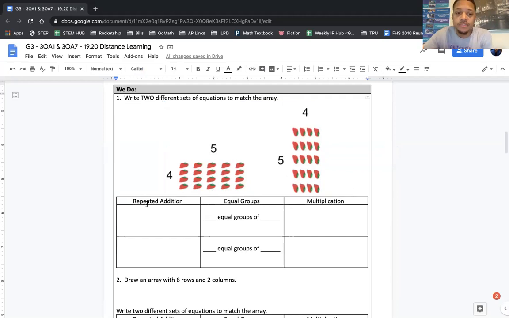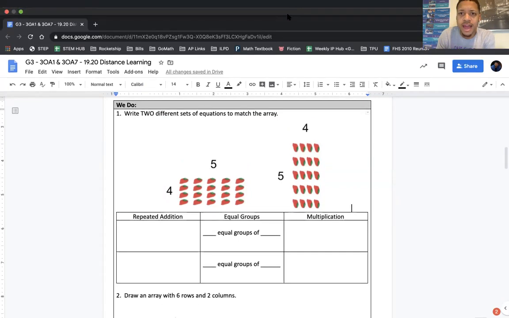So I need to figure out, as a mathematician, what are the repeated addition equations? What are the equal groups of both arrays? And what are the multiplication equations? Let's take a look and dive into the work so we can make sure we are answering the question correctly.